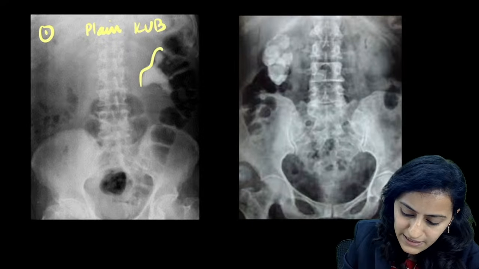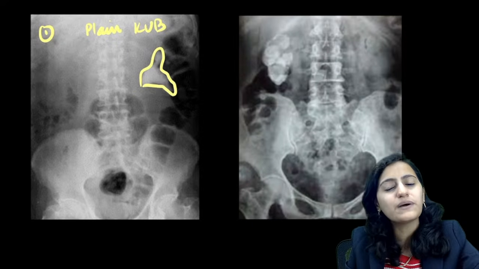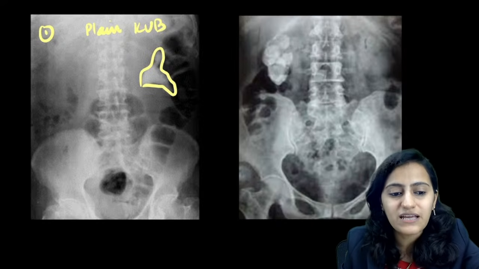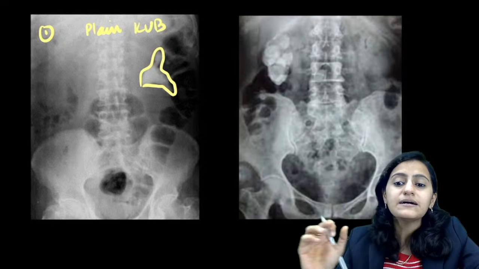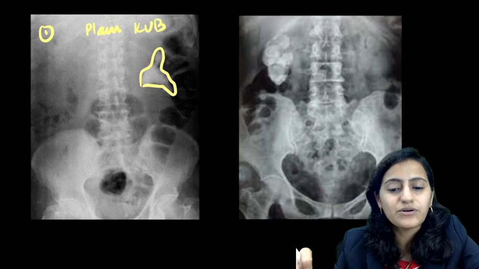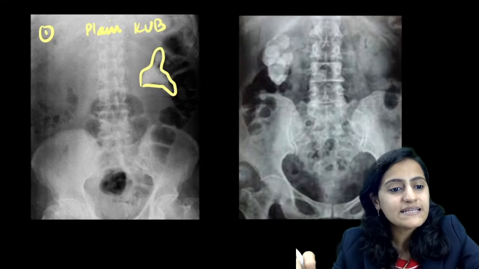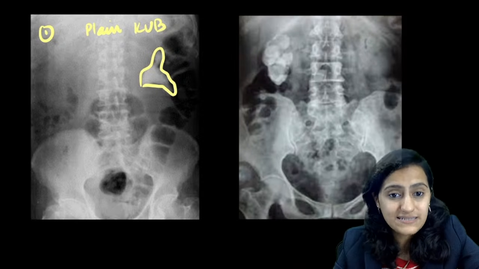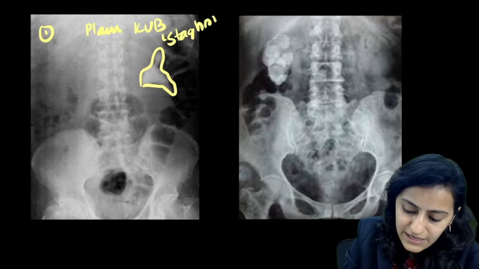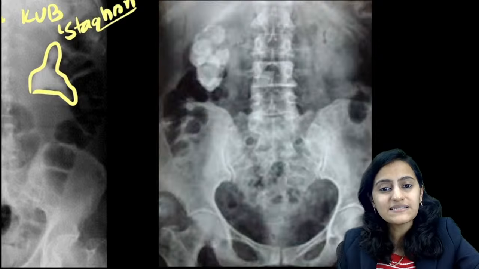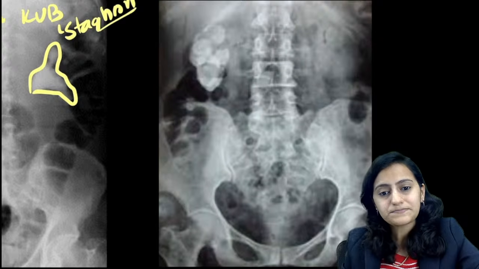And in the plain KUB X-ray, you are seeing this white area, that is calcification. So this one is basically the Staghorn calculus. Okay, this one is basically Staghorn calculus that we are seeing. So Staghorn calculus would be seen on a plain radiograph. What do you think is the next image showing now?